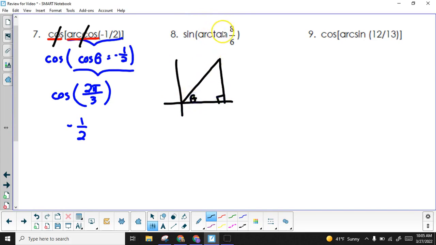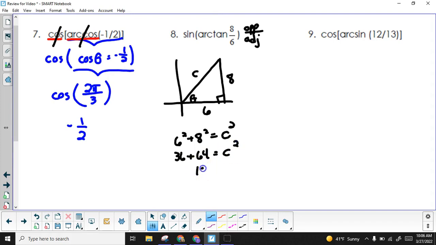The arc tangent is our opposite over adjacent. So that means our opposite side would be 8, our adjacent side would be 6. And we need to find the hypotenuse right here. That is going to be our missing value, our c value. So we would calculate 6 squared plus 8 squared equals c squared. That's 36 plus 64, which gives us 100 equals c squared. When we square root both sides, we get that c is the square root of 100, which is 10.